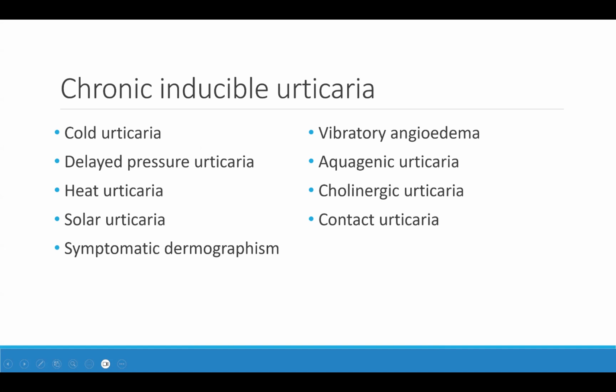We now look at a few types of chronic inducible urticaria, such as cold urticaria, delayed pressure urticaria, heat urticaria, solar urticaria, symptomatic dermographism, vibratory angioedema, aquagenic urticaria, cholinergic urticaria, as well as contact urticaria. For patients with chronic inducible urticaria, full history taking needs to be performed, as well as certain tests might be indicated in these cases. And besides standard treatment of urticaria, the patients should avoid these triggers.